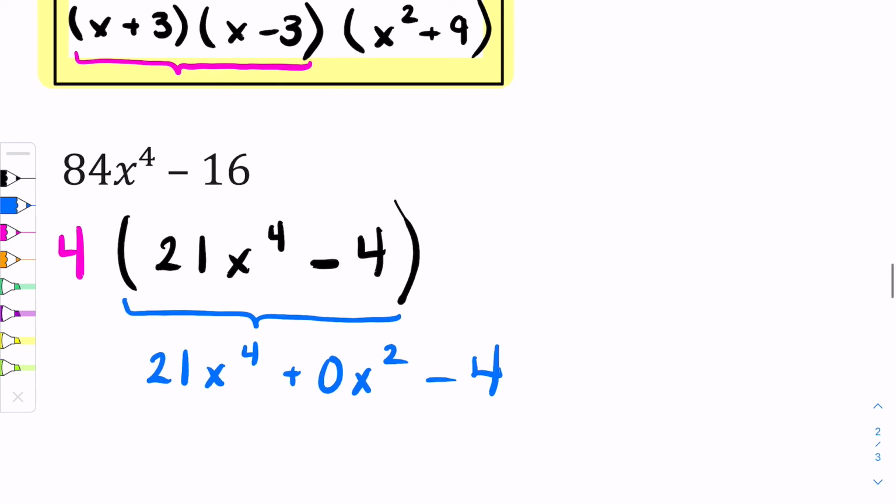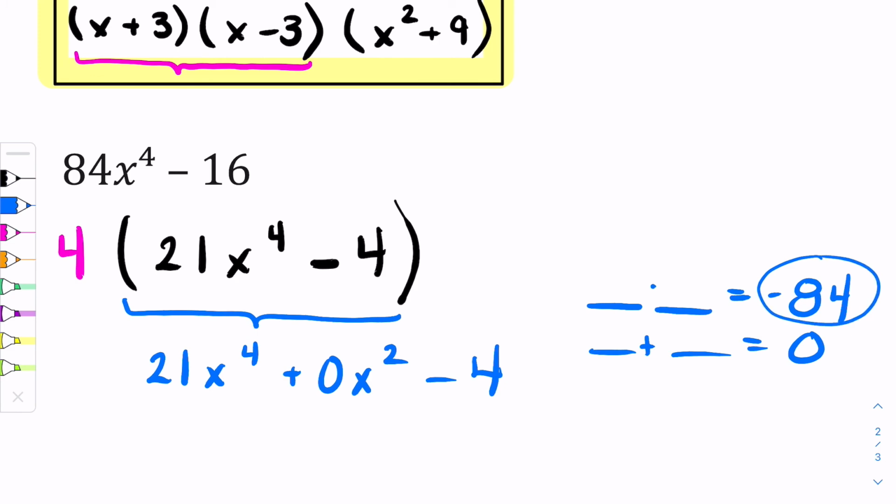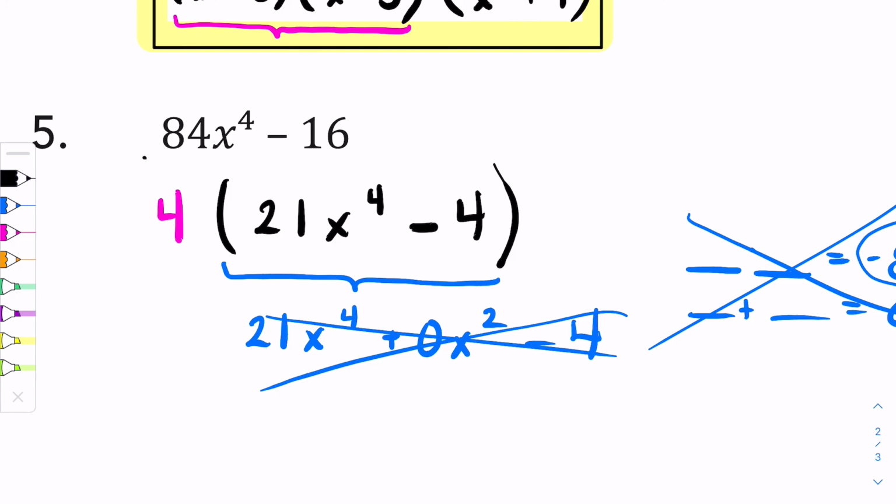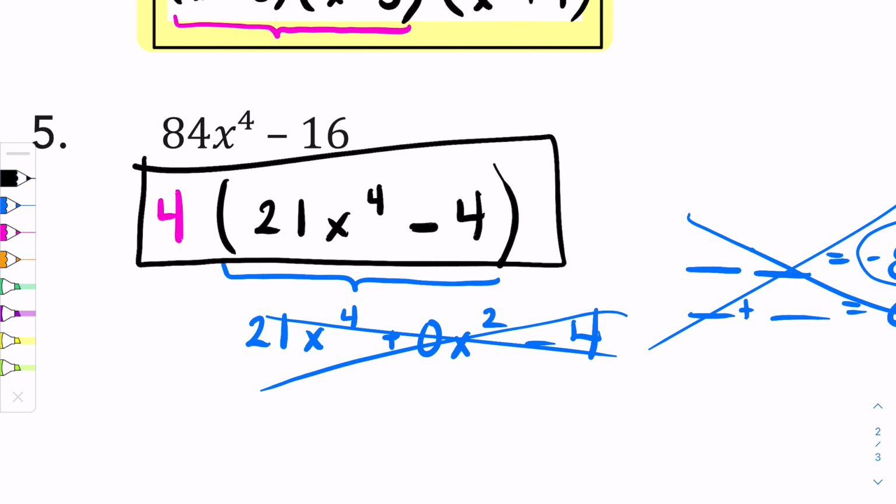21 times negative 4 is going to give us negative 84. So are there two numbers that multiply to negative 84 and the same two numbers that add to equal 0? And if you think about this for a minute, there are not. The only time that will ever happen is if this number is also a perfect square. So that way you can add and subtract the same number. This does not work. So we cannot factor this. So that means our final answer was just taking out the GCF, and that's it.